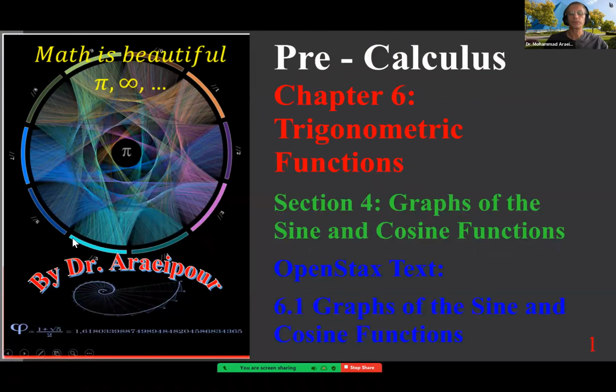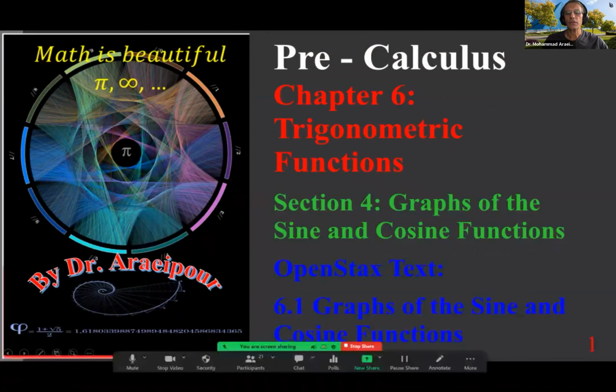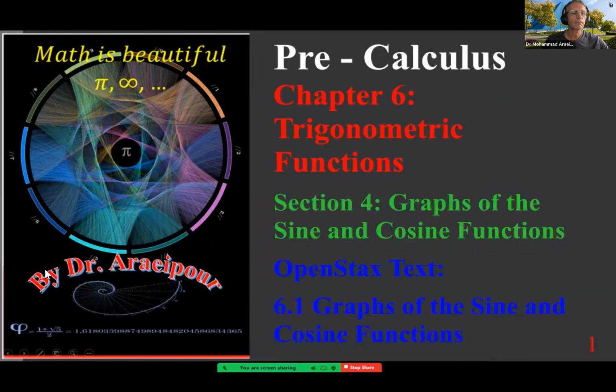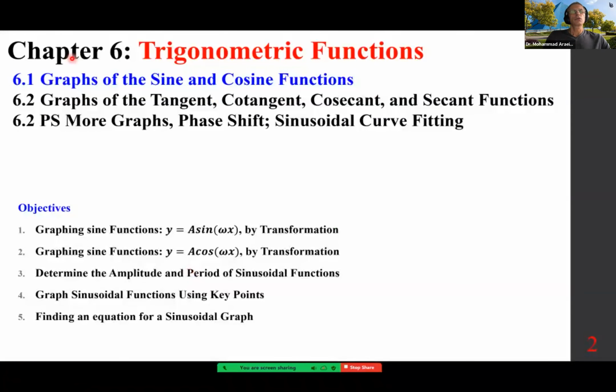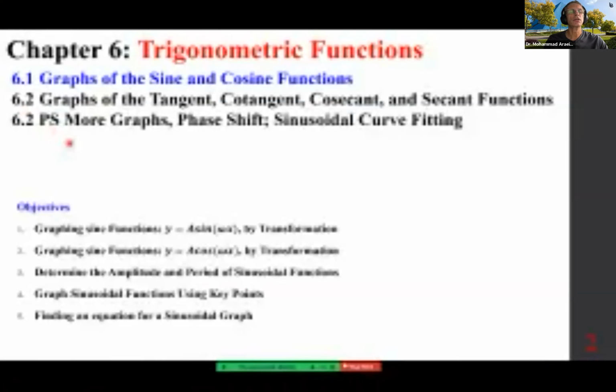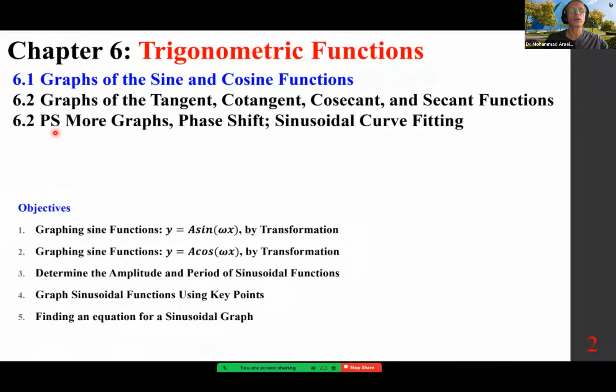We are looking at Chapter 6, Trigonometric Functions, Graphs of the sine and cosine functions. We are going to cover graphs of the sine and cosine, and graphs of the tangent, cotangent, cosecant, and secant in the next section. And in the following, the PS stands for the phase shift. More graphs, phase shift, sinusoidal curve.